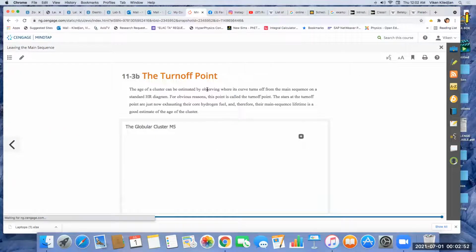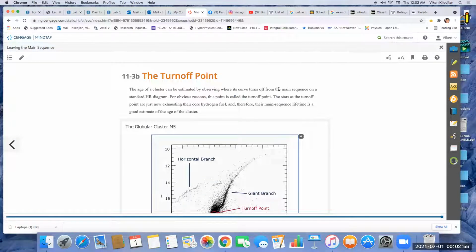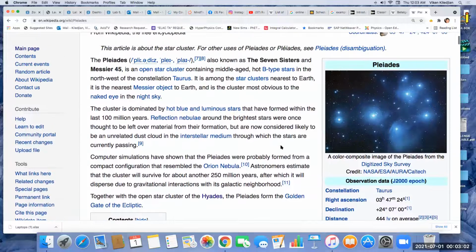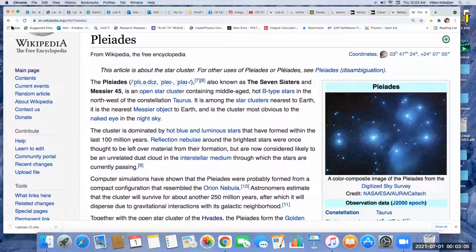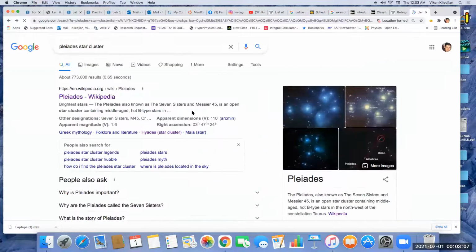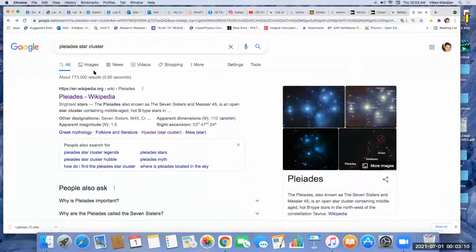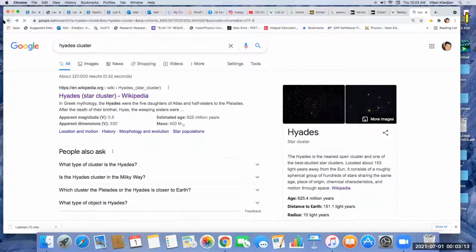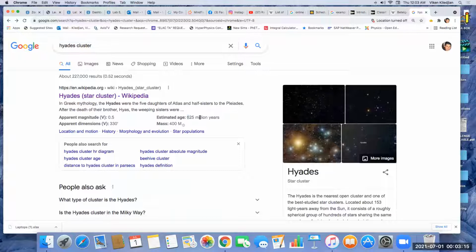The age of a cluster can be estimated by observing where its curve turns off from the main sequence on the standard HR diagram. Like you see, when we Googled this, did you notice that they all gave a certain age to the cluster? I think one of them already said the age. Yes, the estimated age, 625 million years old. So in other words, we already know that the Hyades cluster formed 625 million years ago, roughly. That's what its age is.